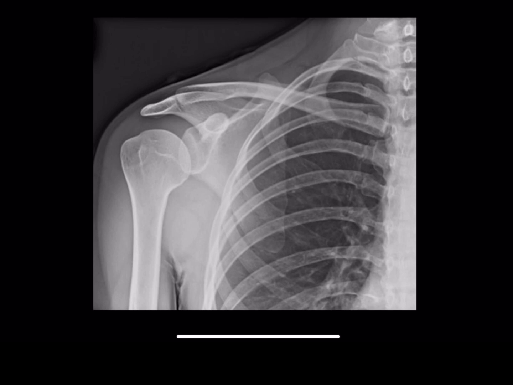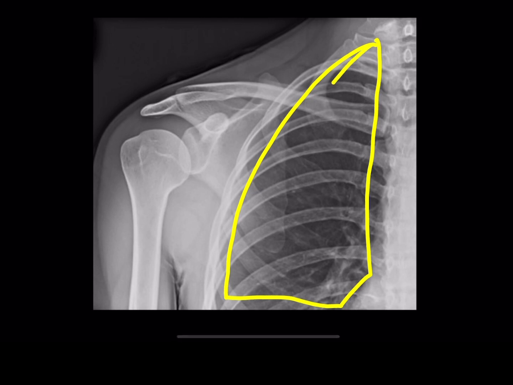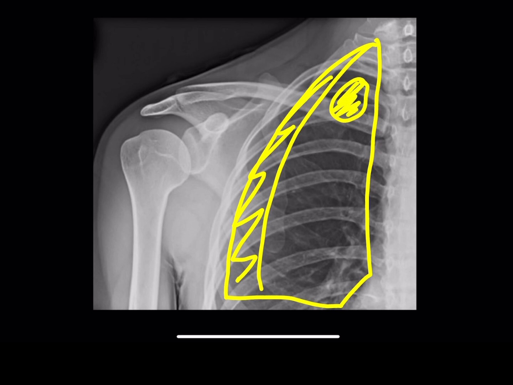And lastly, remember to look at the ribs, as I mentioned before, and also the lungs. Look for pneumothorax. Is there any pneumothorax? And also for Pancoast tumor. And also, don't forget to look at the soft tissue for any swelling or edema.